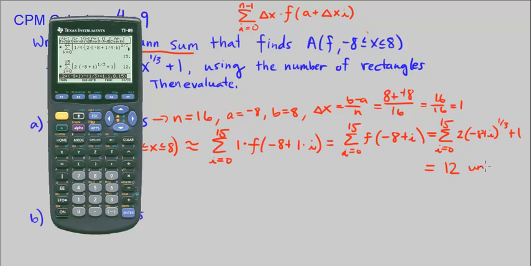And the area is 12 units squared. So this is the expression, and that's it evaluated using 16 rectangles.